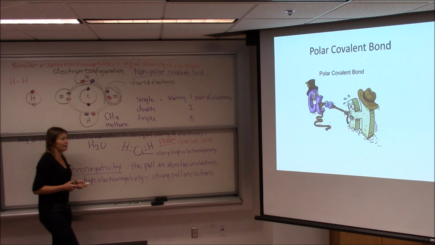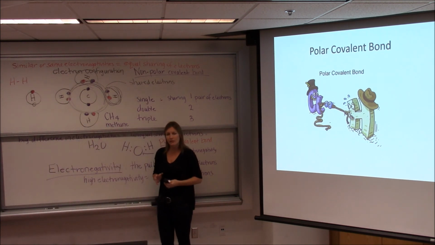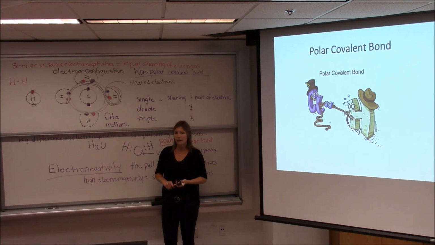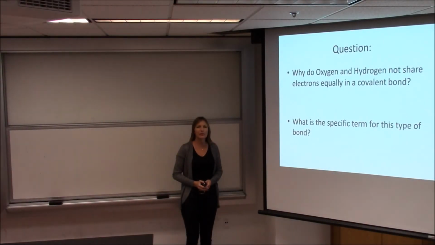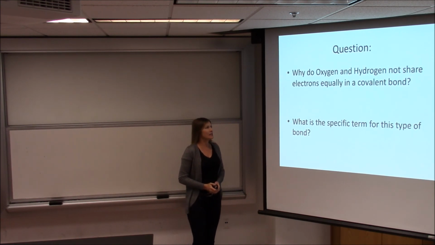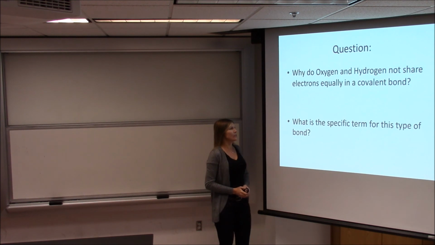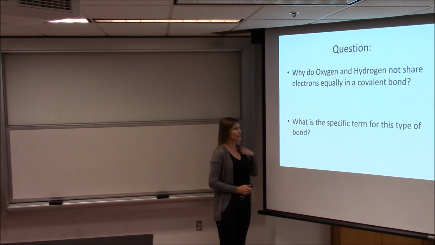Okay, that's it for covalent bonds. In the next video, we're going to talk about ionic bonds, and then we're going to talk about hydrogen bonds. Okay, two quick review questions about covalent bonds. Why do oxygen and hydrogen not share electrons equally in a covalent bond? And then secondly, what is the term we use for that type of bond in which electrons are not shared equally?